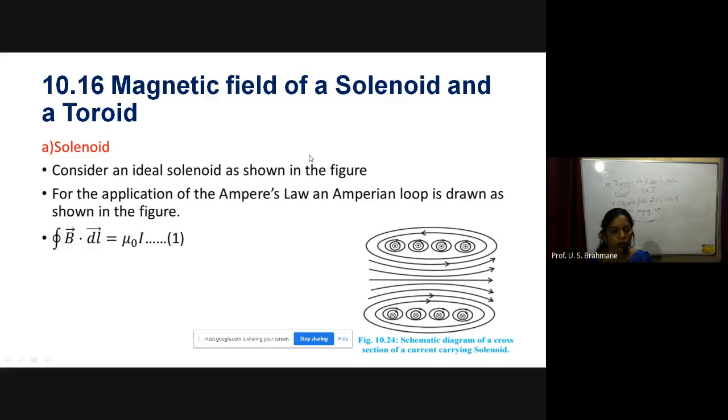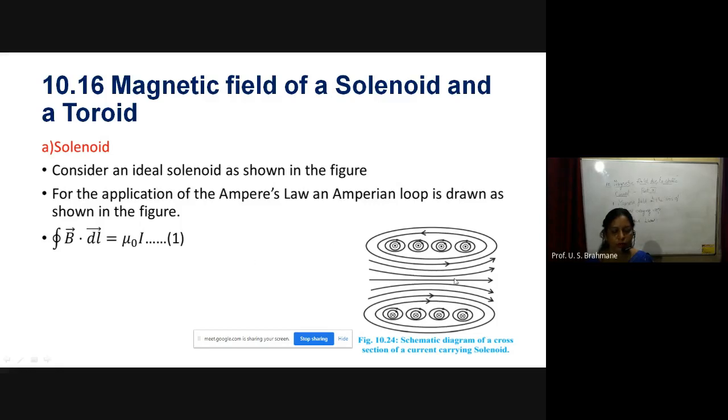So you see here, you are going to take the cross section of the solenoid. It looks like this. Suppose this is a wire, so that wire is seen like this. The cross section is taken and you see the diagram of that current carrying solenoid. Consider an ideal solenoid as shown in the figure. So this is the solenoid. These are the magnetic lines of force. Then for the application of Ampere's law, an Amperian loop is drawn, which is shown in the figure.